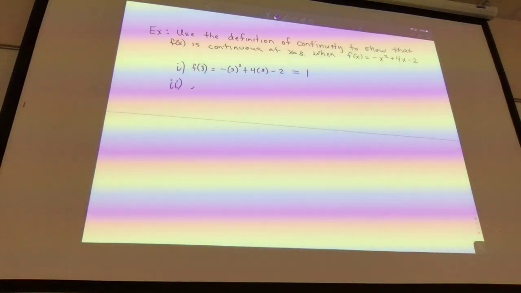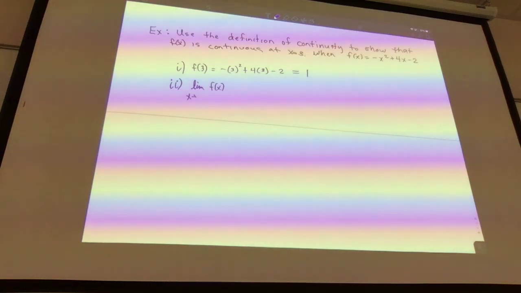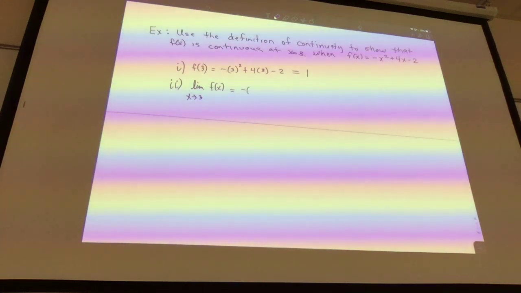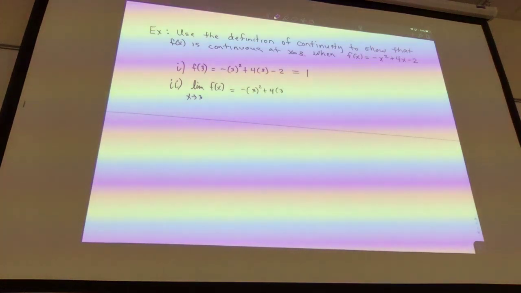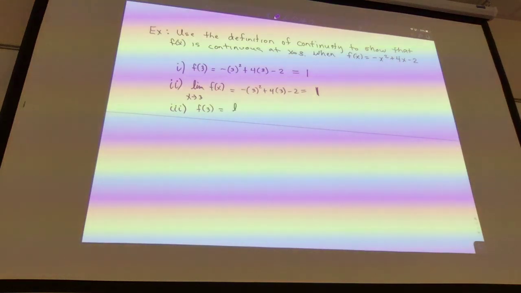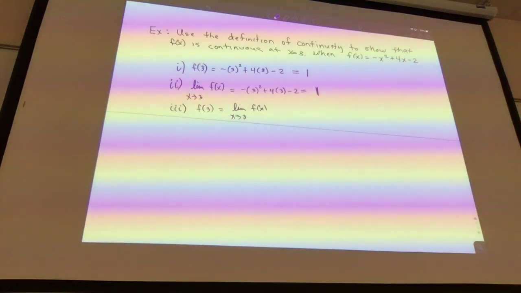The next thing I want to know is, does the limit of this function as x approaches 3 exist? So we're going to take that function, everywhere there's an x, plug in 3, which is what we just did, right? So part 3 says f of 3 is equal to the limit of f of x as x approaches 3.